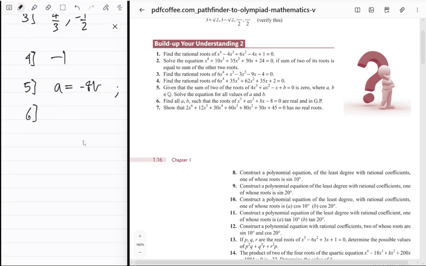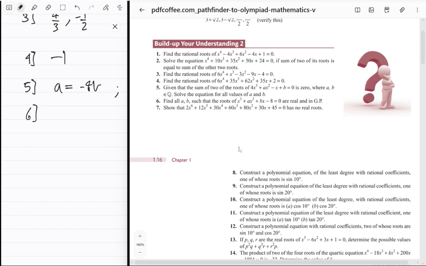So gamma is open, right? It could be anything. Find a and b such that the roots of this thing are real and in GP. Okay, so if these are in GP, then the product is just 8. The middle root must be 2, and these are also real. So it always has one real root, and for it to have three real roots... wait, you mean all values of a and b, not even rational values, just all real values of a and b. That's not nice.